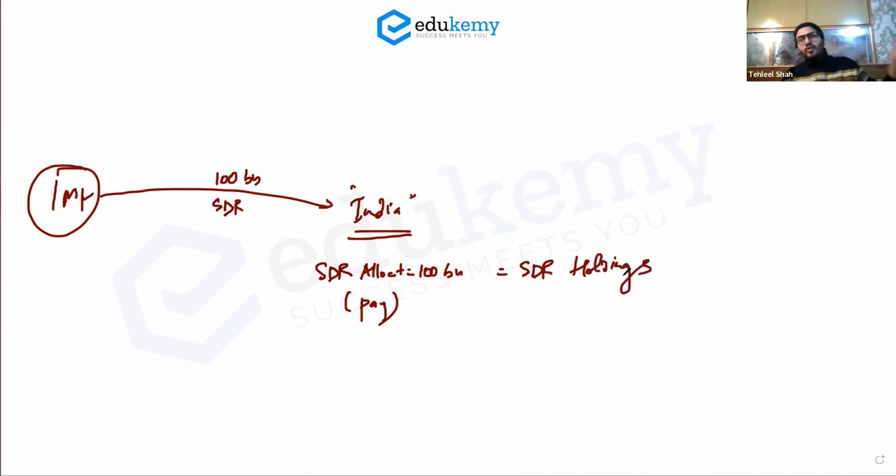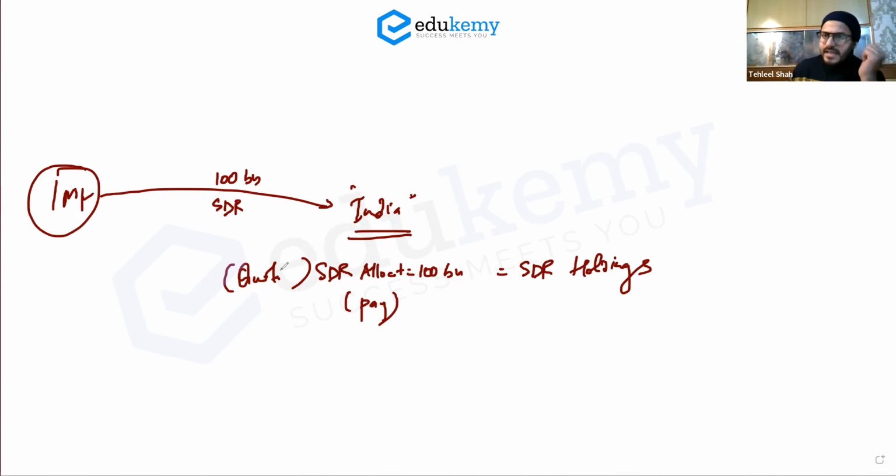तो एक तो हो गया आपको allocate कितना हुआ है. That allocation is based on the quota that you have at the IMF. तो quota के हिसाब से you are allocated this much. Then आपने hold कितना किया उसमें से.